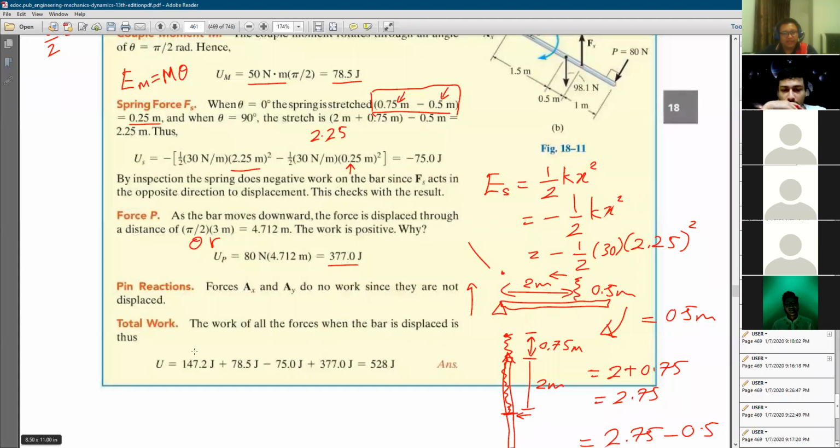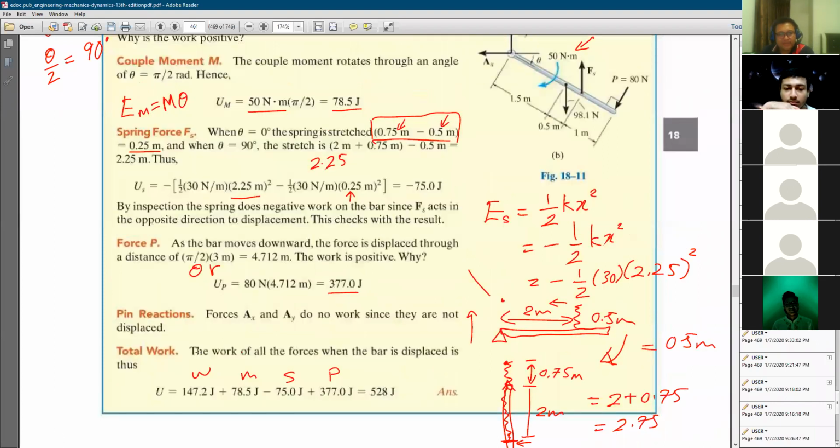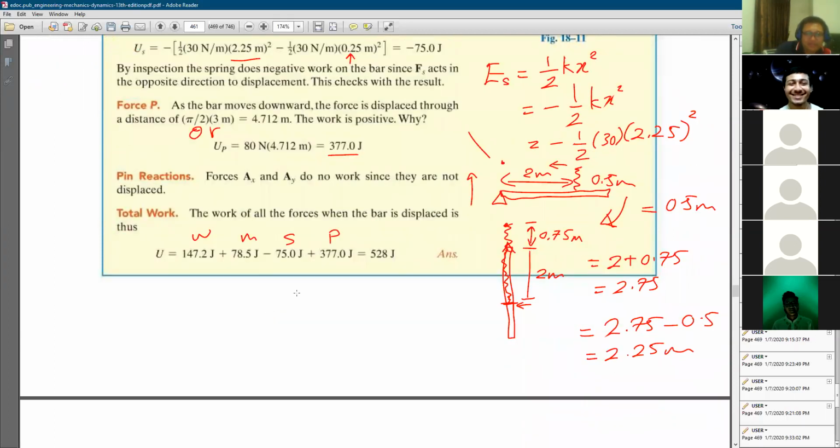And if you put everything together, this is due to the work of the weight, this one due to the moment, and this is due to the spring. Negative because it resists the motion; the direction of the force is not the same as the rotation here. And then the P here is this one, the external force. And that's it. Okay, done on this particular example.